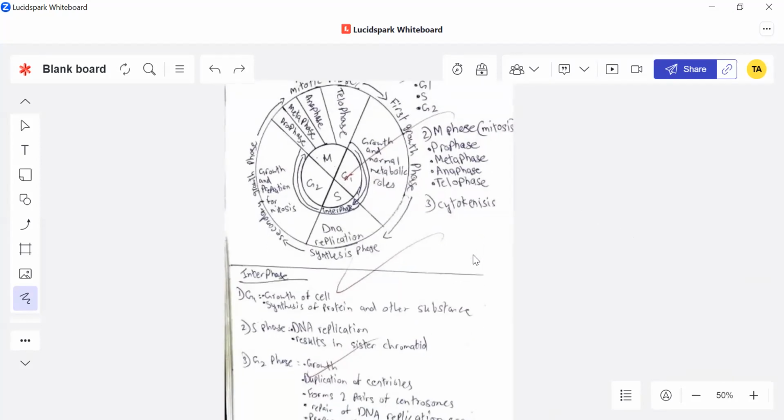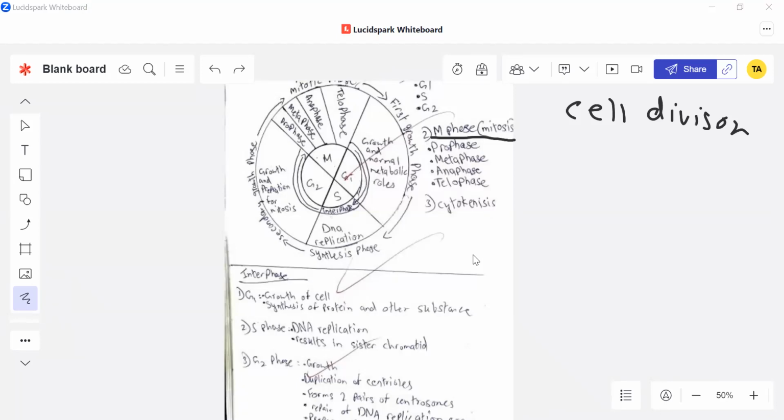So the M phase is called mitosis, and it's only a part of cell division. Mitosis is only a part of cell division. There are three other stages of cell division as well. It's the G1 phase, the S phase, and the G2 phase. And first comes the G1 phase. What is the G1 phase?